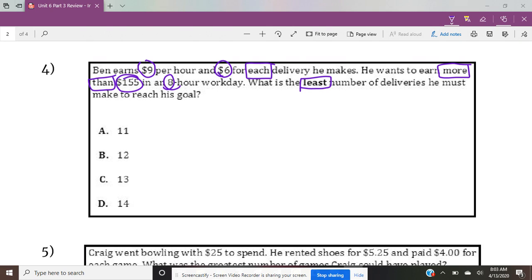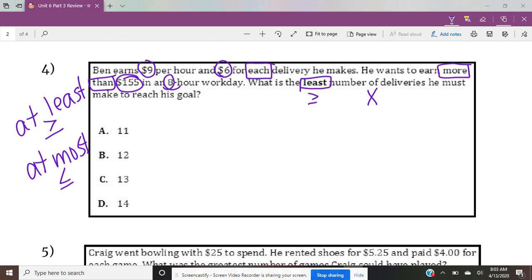So the first thing, remember, least means greater than or equal to. At least. So I'm going to write some notes too. At least is greater than or equal to. At most is less than or equal to. Very important words that you need to know. So for this one, X is going to equal deliveries.